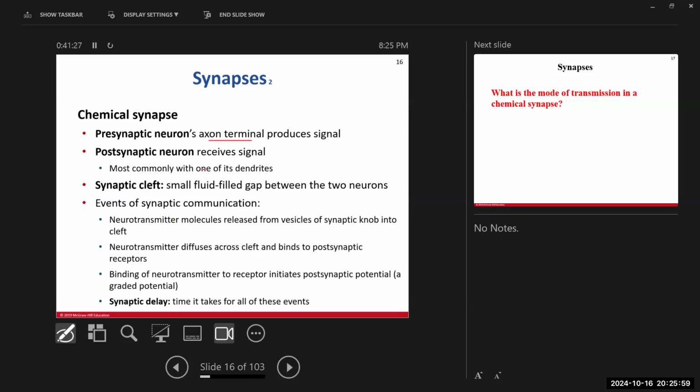The other structure, we'll use neurons in our example, we have our postsynaptic neuron. So one produces the signal and transmits it. The second one receives the signal. And usually it's going to receive the signal on the dendrites, right? But it can also receive the signal on the cell body.